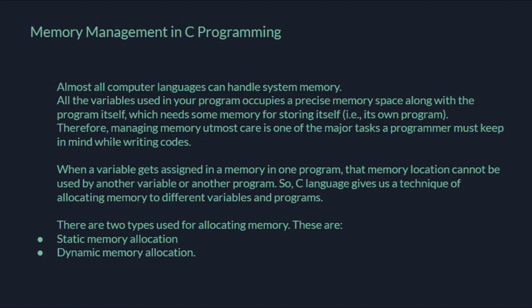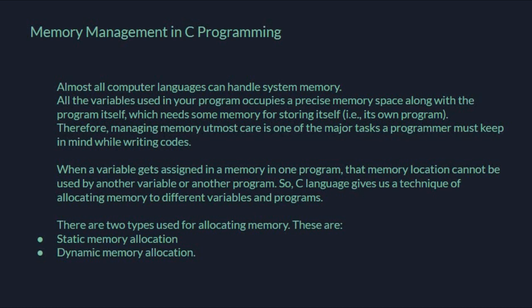Before we dive deep into dynamic memory allocation, it is essential we know how memory is managed in C programming. Every programming language deals with memory in the system. Each and every variable needs a specified amount of memory. The program by itself requires some memory to store the program and some temporary memory to store the temporary values, or we can call it the intermediate values. Hence, it is required to manage memory with utmost care. So, memory locations assigned to one program or variable should not be used by any other program or variable.